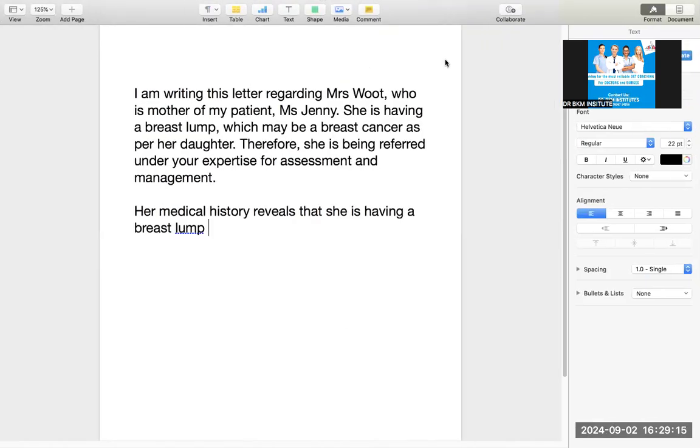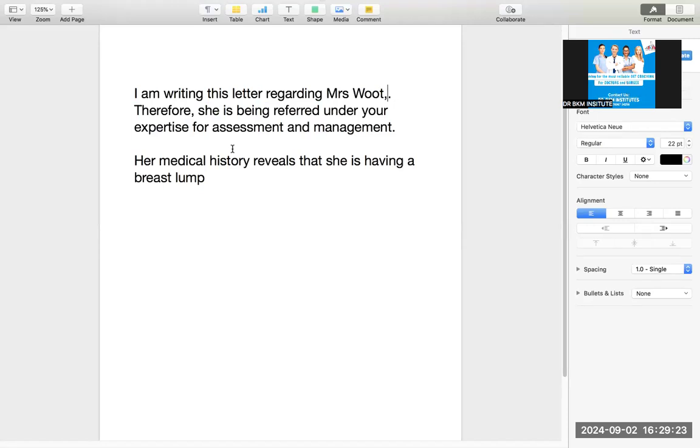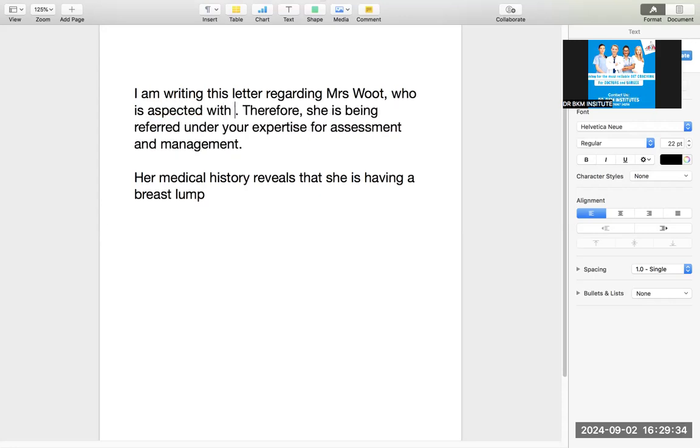So it's simple. I am writing this letter regarding Mrs. Woot. This data I have written extra that I will tell you later. Otherwise, if I have to write simple, if I just want to pass with flying colors, I can say Mrs. Woot, who is suspected with breast cancer. If you want the easiest way to pass OET, in the first paragraph: Mrs. Wood, who is suspected with, sorry, this is the wrong word. My spellings can suck at times. Sorry. Mrs. Wood, who is suspected with breast cancer. Therefore, she is being referred under your expertise for assessment and management.